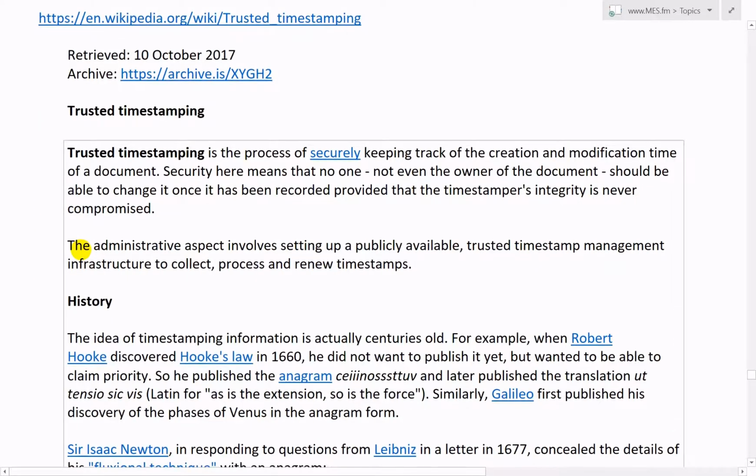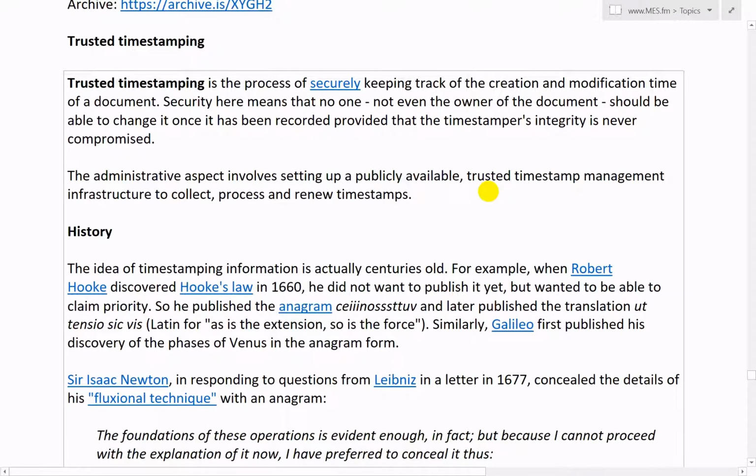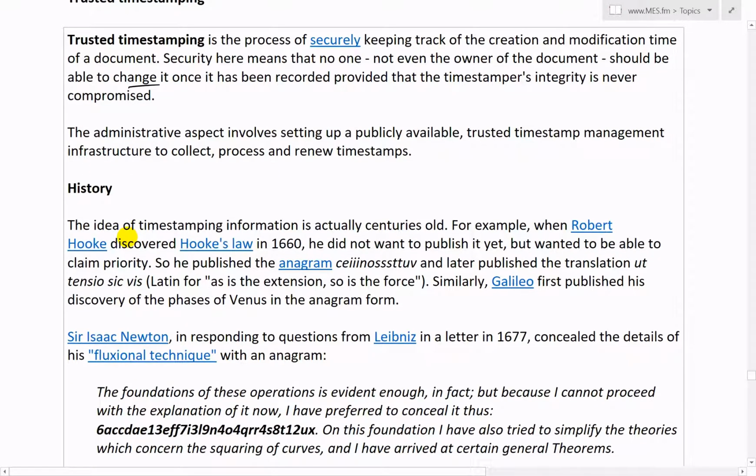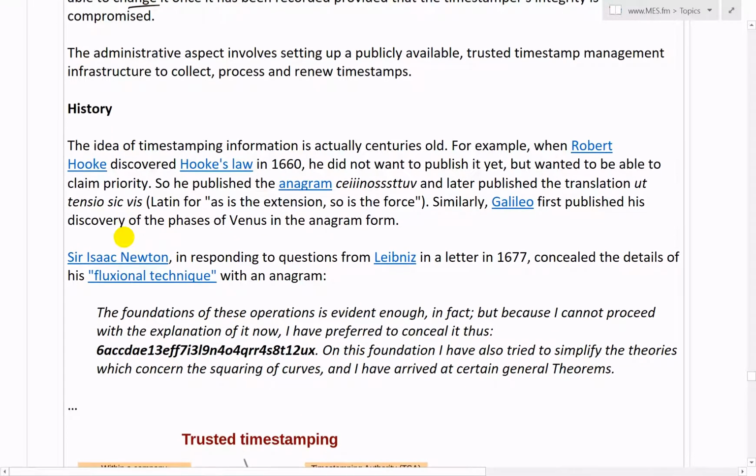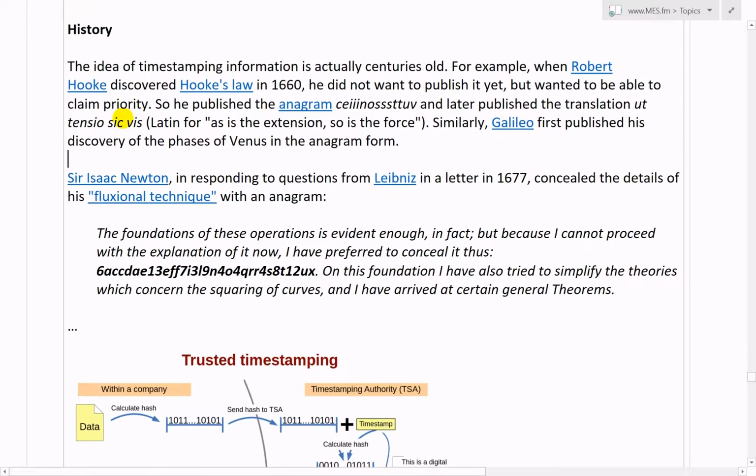Now let's go further into trusted timestamping that Bitcoin uses. Trusted timestamping is a process of securely keeping track of the creation and modification times of a document. Security here means that no one, not even the owner of the document, should be able to change it once it has been recorded, provided that the timestamper's integrity is never compromised. The administrative aspect involves setting up a publicly available trusted timestamp management infrastructure to collect, process, and renew timestamps. History: the idea of timestamping information is actually centuries old.